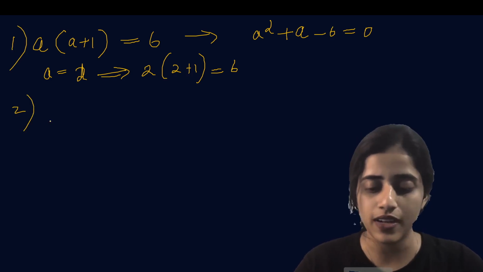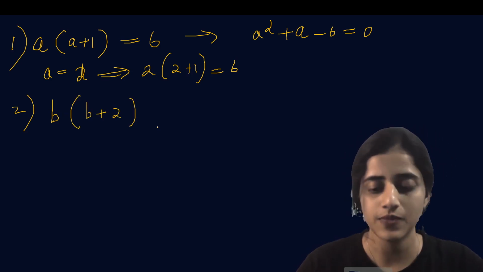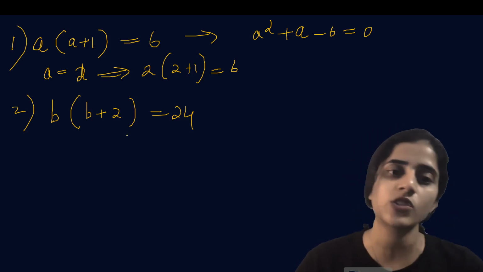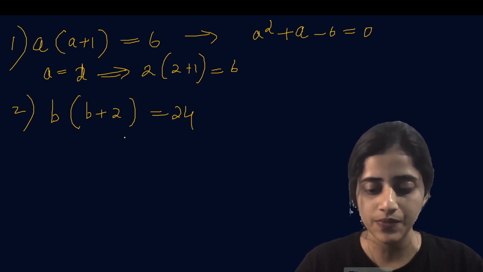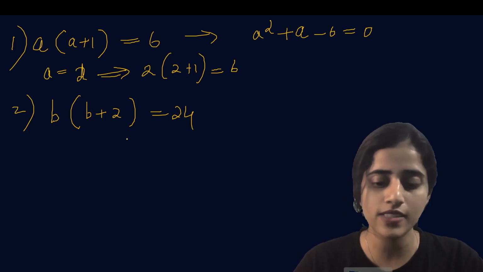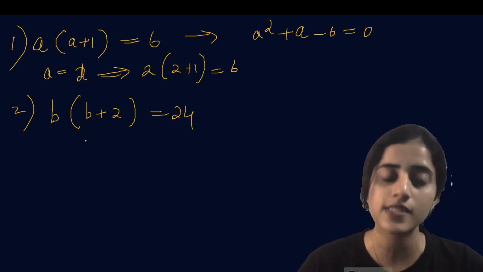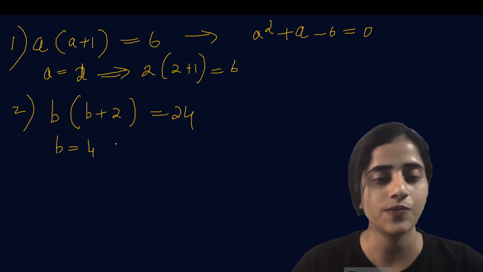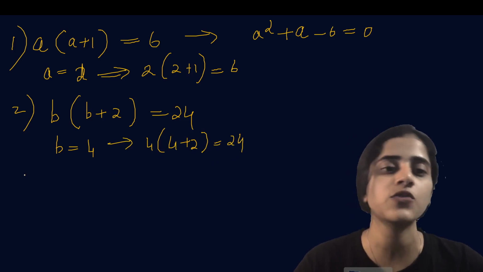Now another question. Let's say B times B plus 2 is equal to 24. Okay. Now I want you all to pause the video. Quickly solve it. How much would B be? Have you all paused the video and solved it? I hope by now you would have solved it. So what is the answer? We all know 6 4s are 24 and 4 plus 2 is 6. So B should be equal to 6 or 4? 4. Such that 4 into 4 plus 2 is 24.